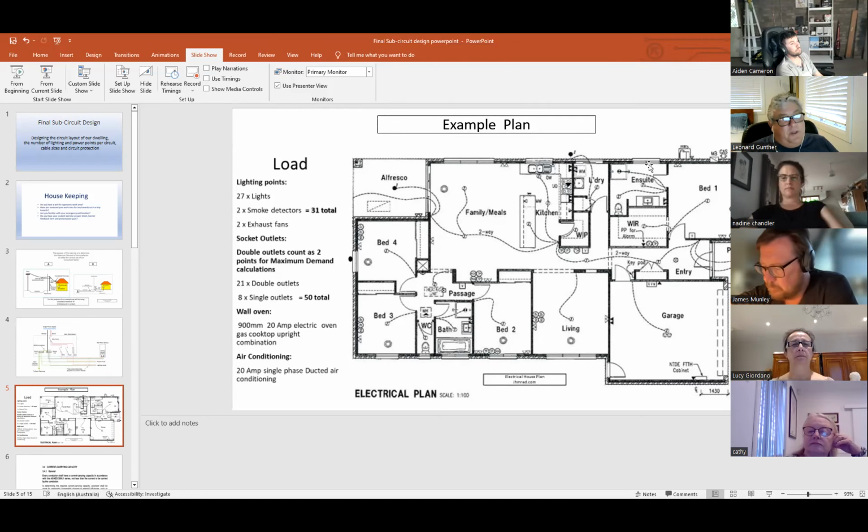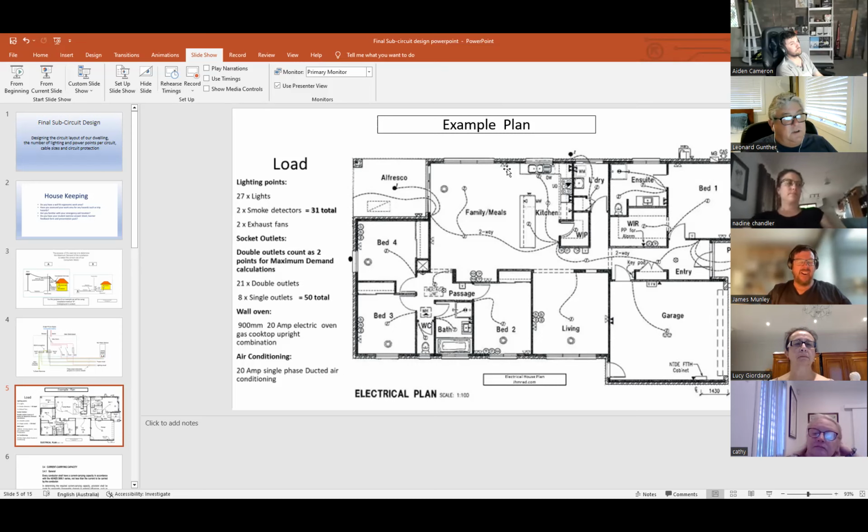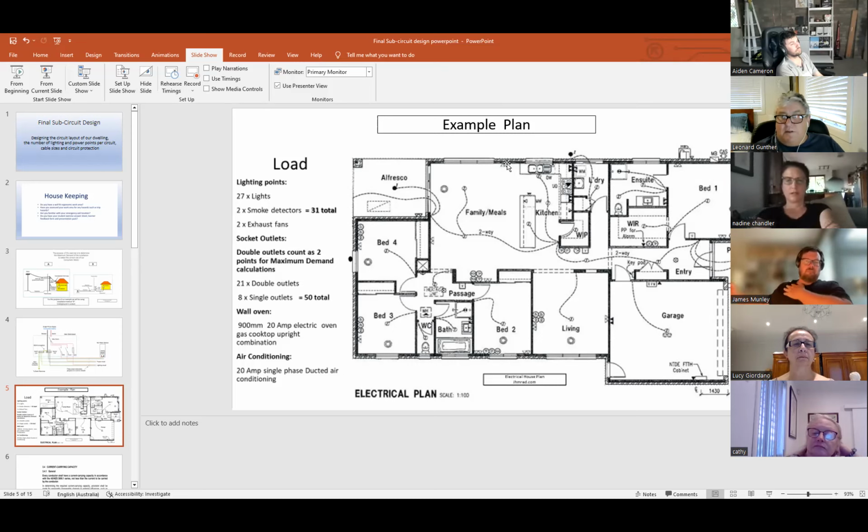If we counted all of those points up, all those little triangles that we see, there's 21 double outlets and there's 8 single outlets. So if we take the 21, multiply that by 2 because they count as 2, that's 42 plus 8, that's a total of 50 little triangles there. This becomes more apparent later when we move on to the next few slides, and you'll understand why we have to count them as 2.